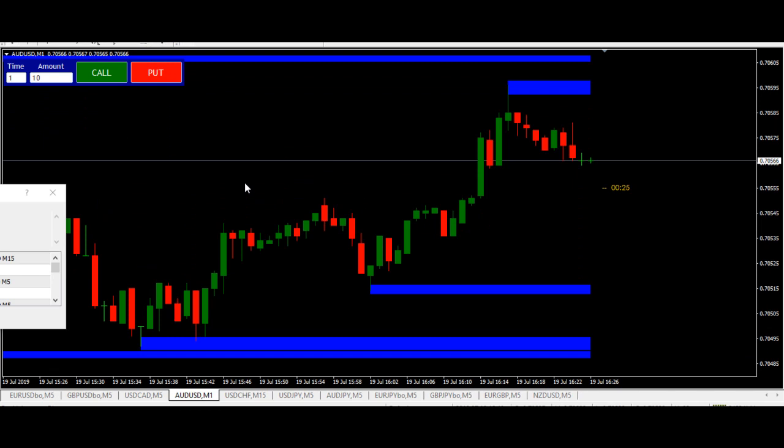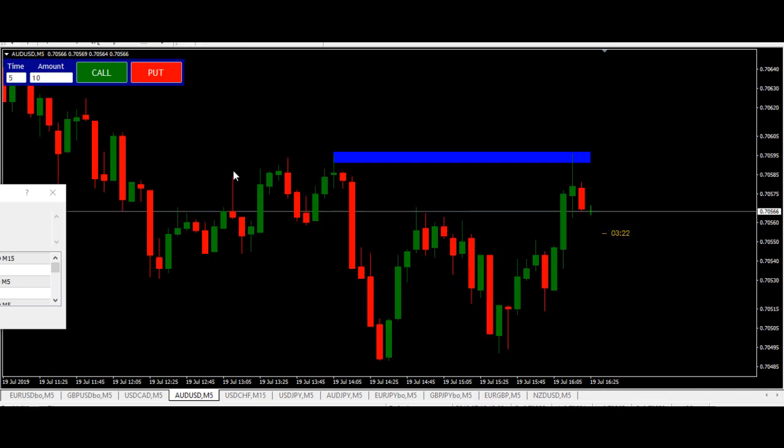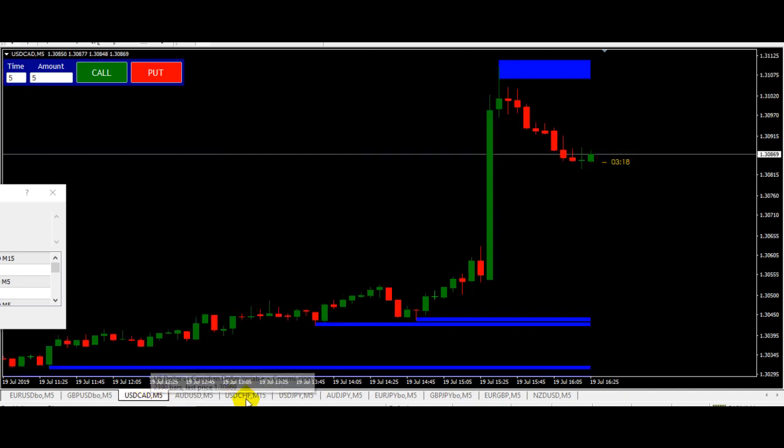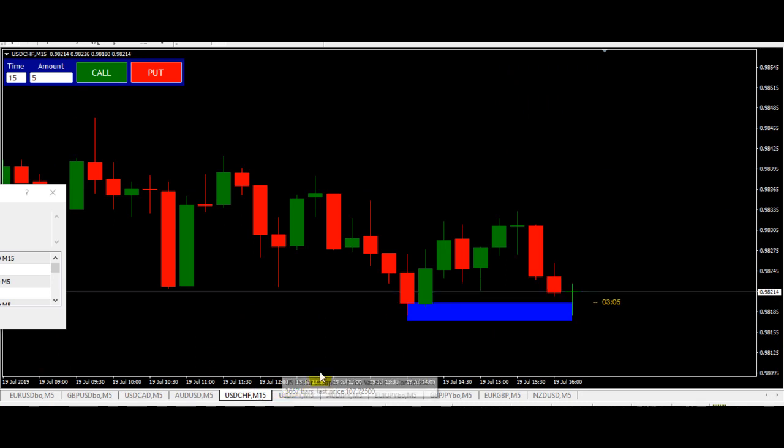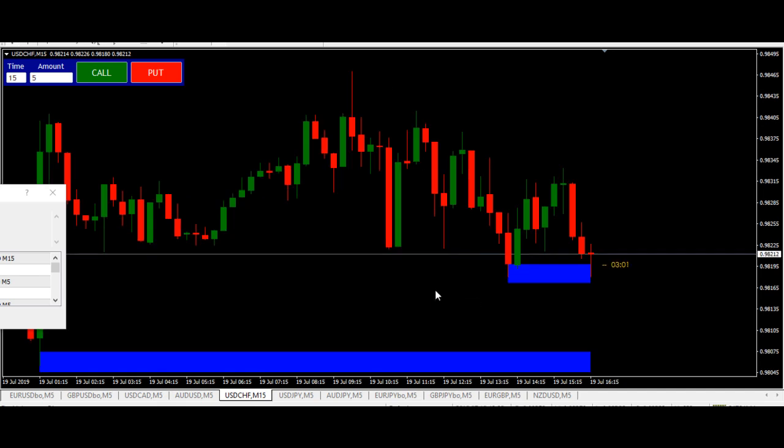But in 1 minute time frame, I don't really trade it because I'm copying this straight to binary.com. They don't have 1 minute expiration. So I'm going to place a trade on USD CHF, 15 minutes expiration, on a call.